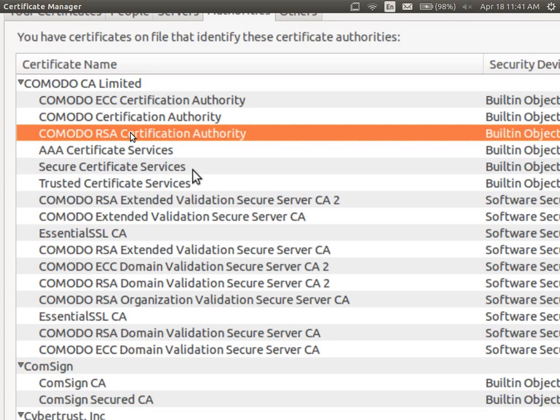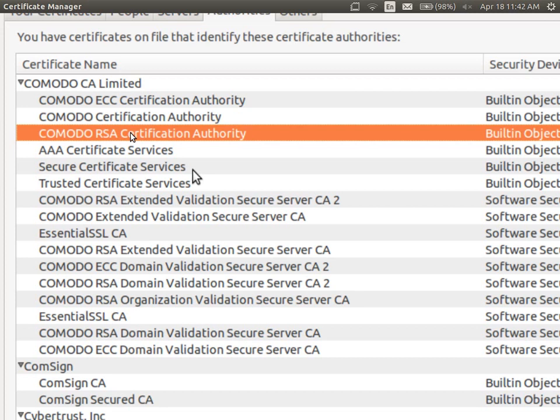Here in my browser settings, I see that Komodo RSA Certification Authority is built into my browser. Here's a self-signed certificate. We saw it. With respect to my browser, it says it's a built-in object. When I installed my browser, it came with this certificate. You'll see some of them are called software objects. They're usually downloaded after I access some website. So my browser initially, when I installed it, trusted Komodo RSA Certification Authority.